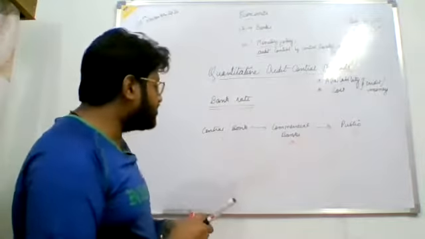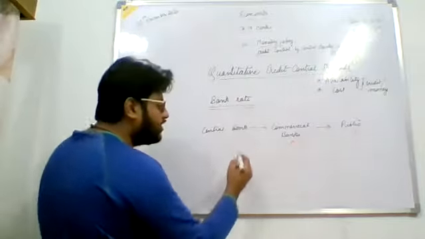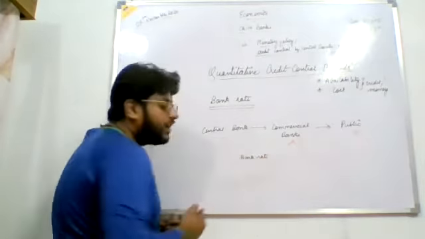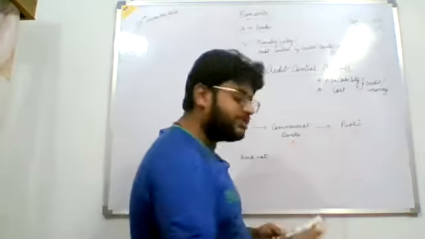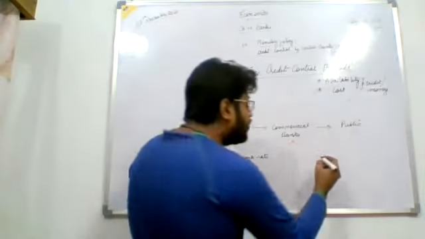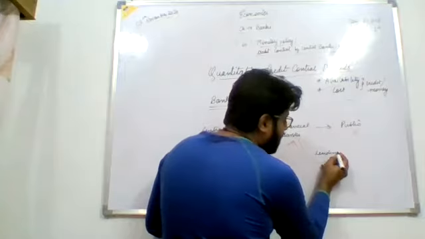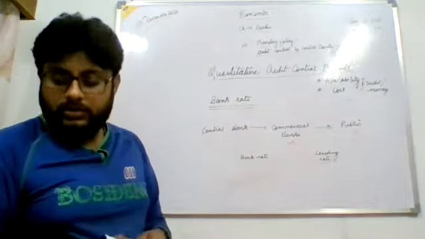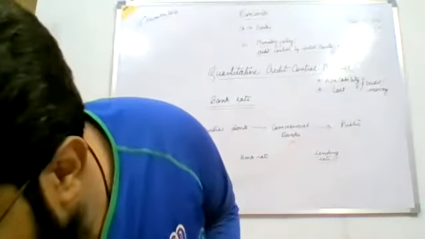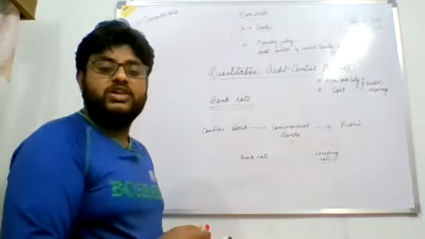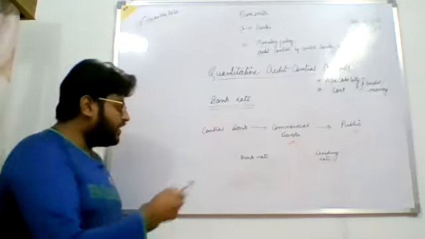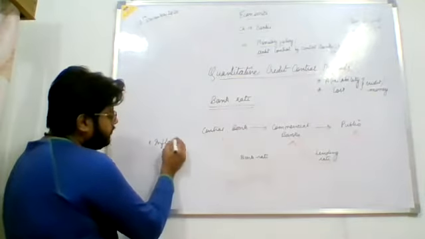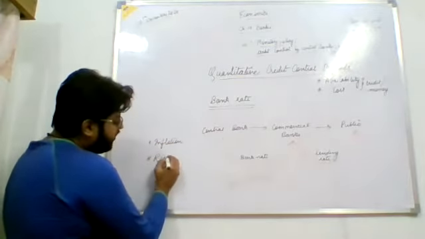So the rate at which the central bank is giving loan to the commercial bank is known as the bank rate, and the rate at which the commercial banks give loan to the public is known as the lending rate. So we will take two situations, whether there is inflation in the economy or whether there is recession in the economy.